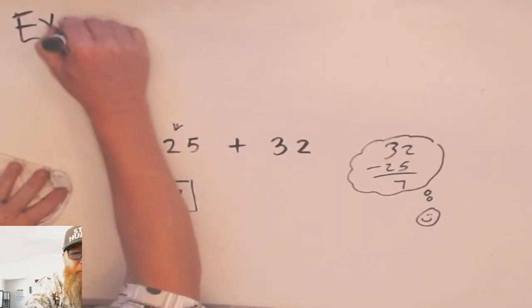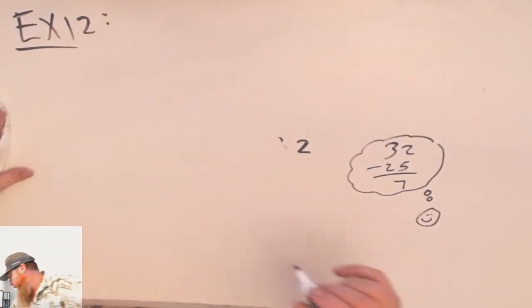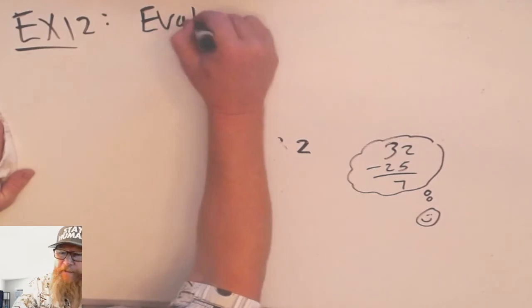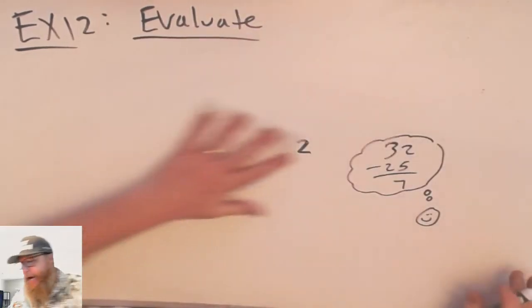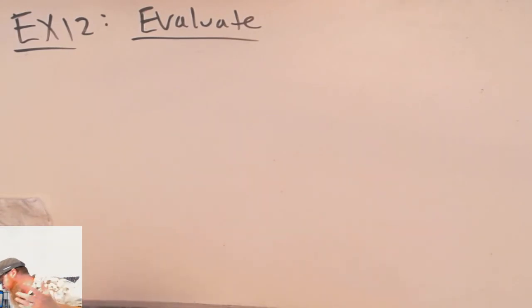Almost done, just a couple more. Evaluate, simplify, calculate, use the order of operations. It all means the same thing.